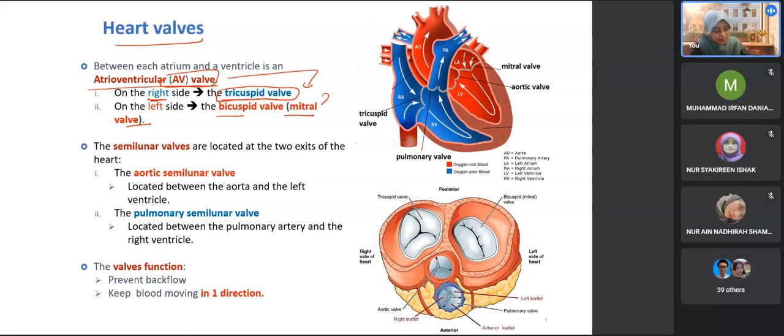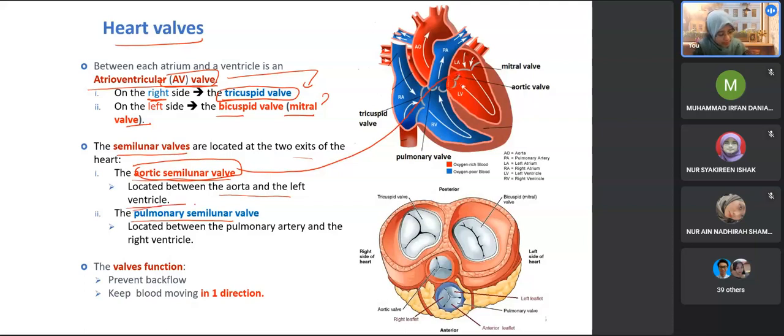Okay, so next is the semilunar valves. So semilunar valves are between the ventricles and the major blood vessels. The semilunar valves are located at the two exits of the heart, which is the aortic semilunar valve. Aortic semilunar valve is between the left ventricle and the aorta. And then you have the pulmonary semilunar valve. Sekejap, kita tengok kat gambar aja. Kat mana aortic semilunar valve? Dia dekat sini. Okay, aortic semilunar valve.